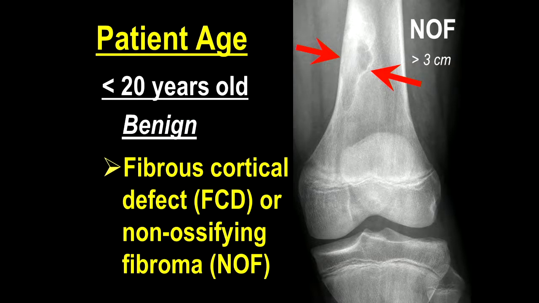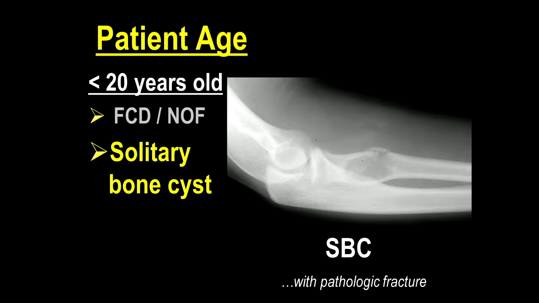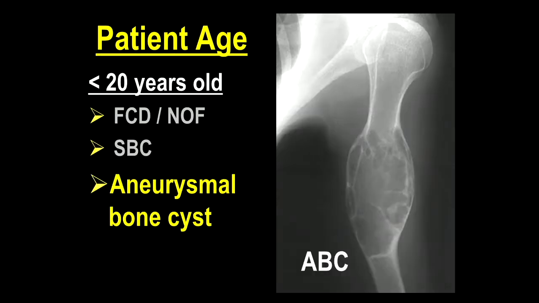We'll talk more about all of these entities in detail, but first I just want to run through the different lesions that can occur less than 20 years of age. Besides fibrous cortical defect or non-ossifying fibroma, another classic is the solitary bone cyst, here shown with a pathologic fracture. Also in this age group, the aneurysmal bone cyst, an expansile or aneurysmal bubbly-looking lesion like we see here.